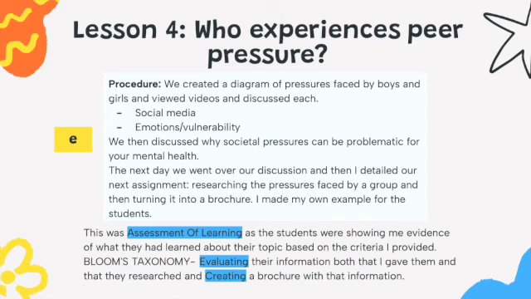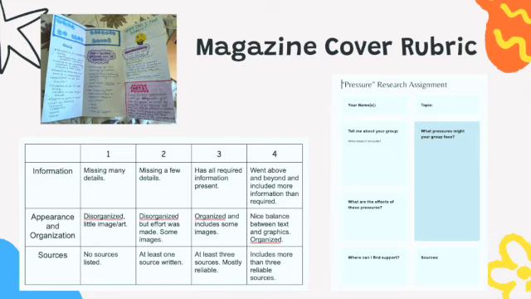For Bloom's taxonomy, they evaluated the information that I gave them and that they researched and created a brochure with that information. So here was the research paper that I gave them so they could fill out and make sure that they had all of the required information. And then they had to turn it into a brochure.